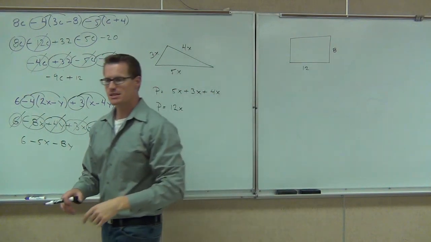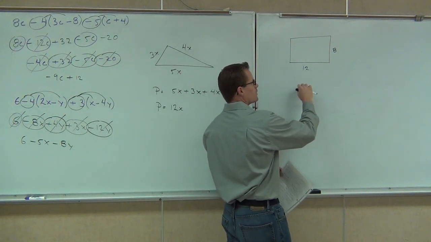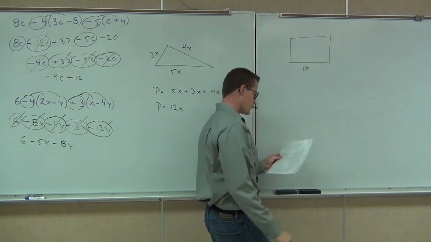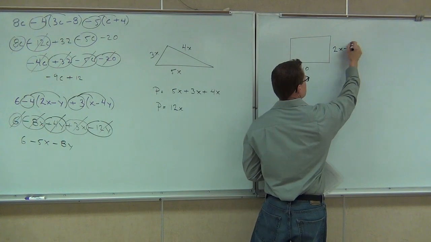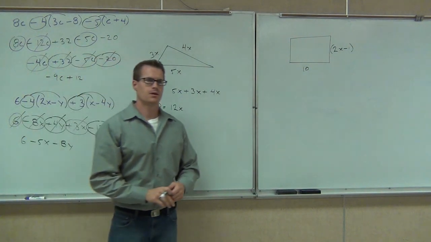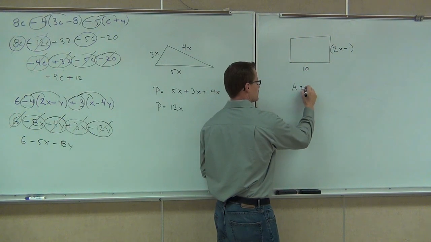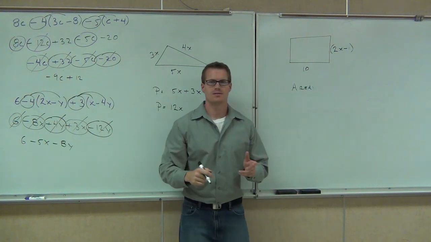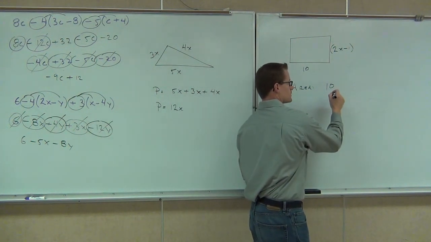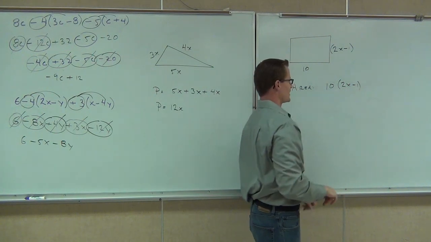Let's see if I make this a little bit different, if we can solve it the same way. So let's say this isn't 12 anymore. Let's make it 10 to make it nice. And this isn't 8 anymore. This is 2x minus 1. Can you find the area? Yes. Okay, how? Times 2x.